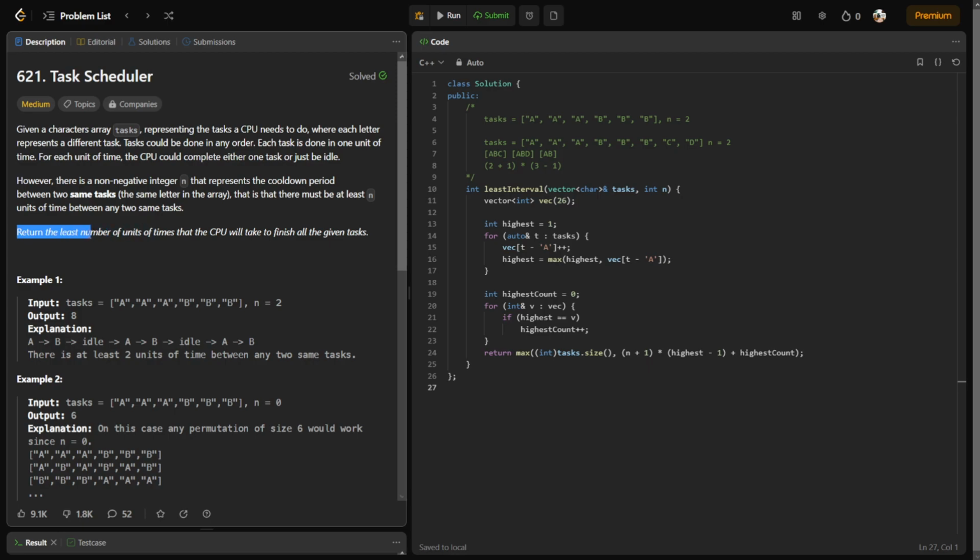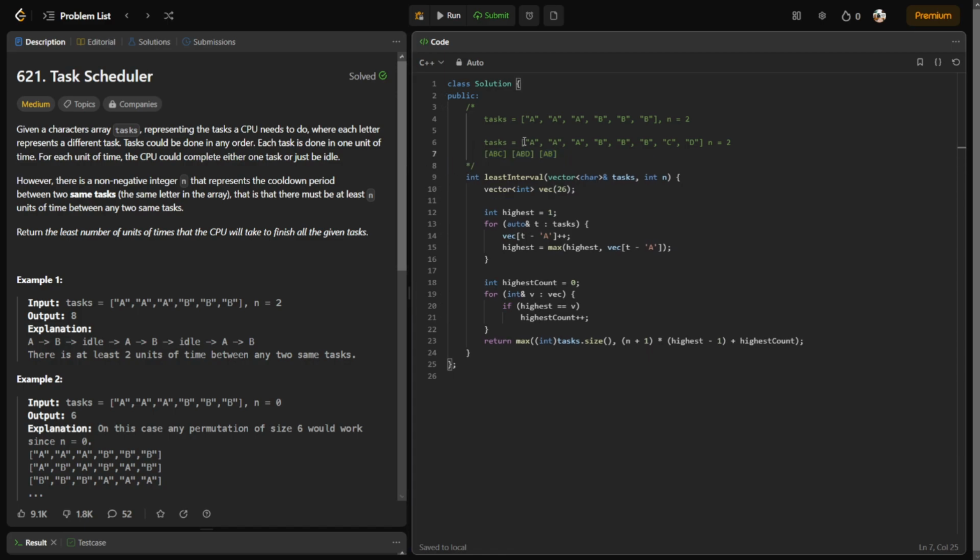Of course, we have to return the least number of units of time, which means we have to find the most efficient way to schedule all of the given tasks so that the CPU finishes them. Knowing that, here I have some examples. My approach to this problem is based on this example here, which is the easier one to visualize.